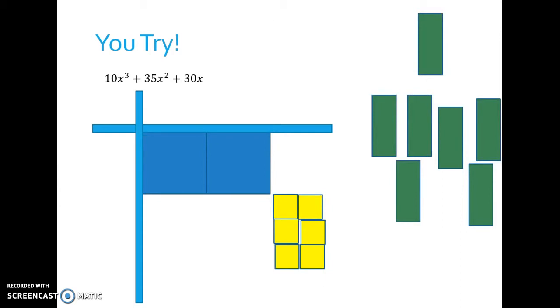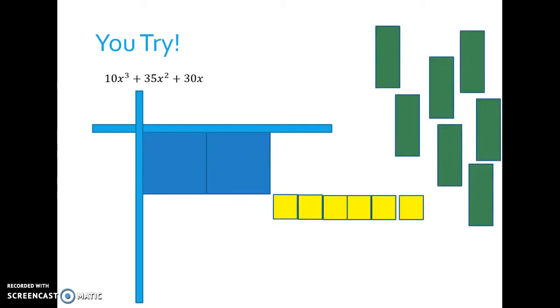Okay, so the first thing I tried was I put my 2x squared blocks up here, and I put my 6 ones here, and I built a rectangle out of them. What I found was that I was going to need 2 x's to go here, and I was going to need 2 by 3, so I was going to need 6 more x's to go here, which meant I was going to need 8 x's, but I only had 6 of them. So that didn't work.